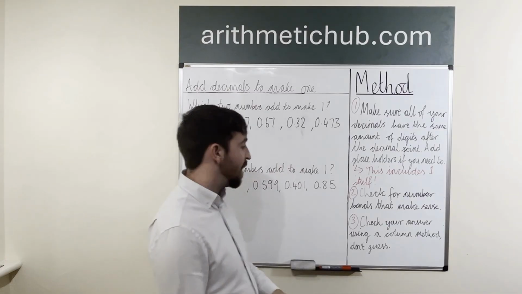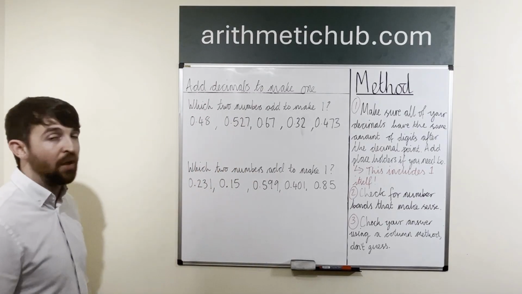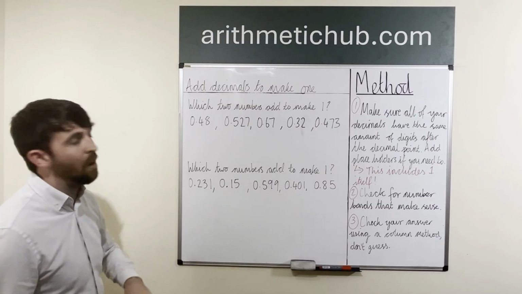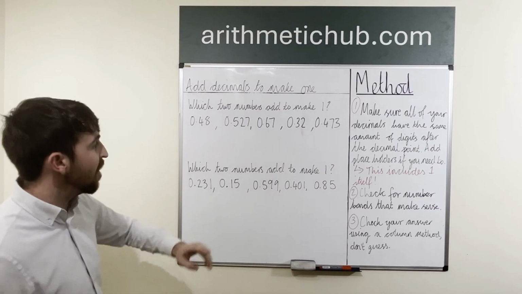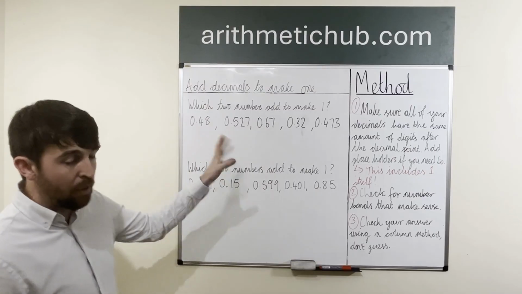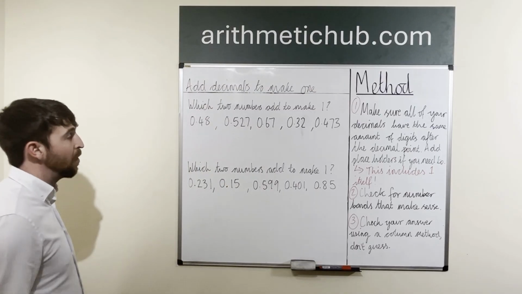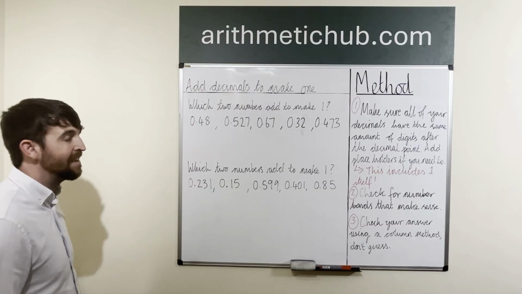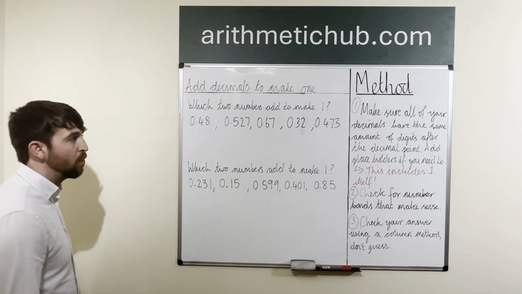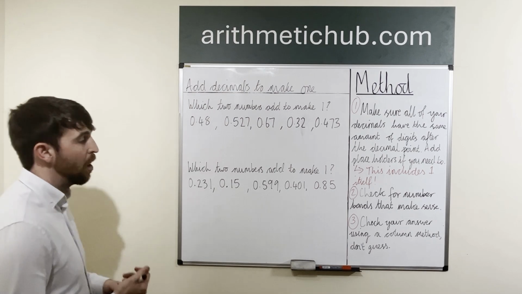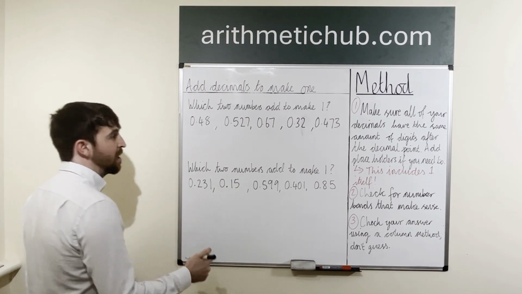So, part 3 says, check your answer using the column method, don't guess. Sometimes you'd go, yeah, you know what, that just makes sense. I can just see it straight away. I know that this is going to work. And actually, when you get around to adding them together, you realise this is a little bit more than one whole, or this is a little bit less. Okay, so let's do the first things first, shall we?